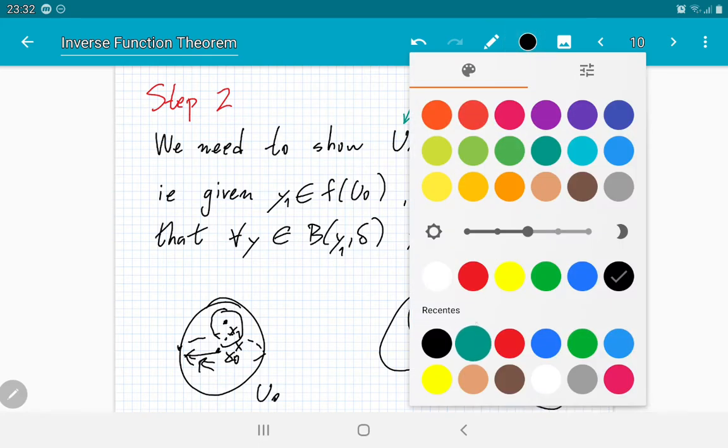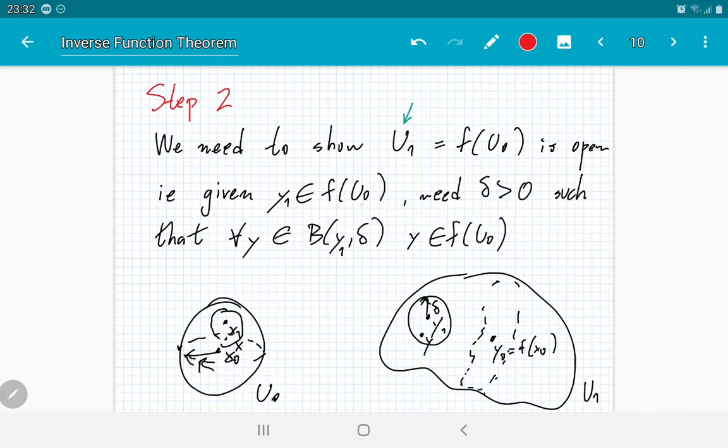Right, so I need to show that u1 is open. I need to take an arbitrary point in u1 and prove that there exists a delta such that this whole ball is contained in u1, meaning for all y in this ball, there exists an x in u0 such that f of x is equal to y. So all points in the ball around y1 are contained in f of u0, that is, u1.